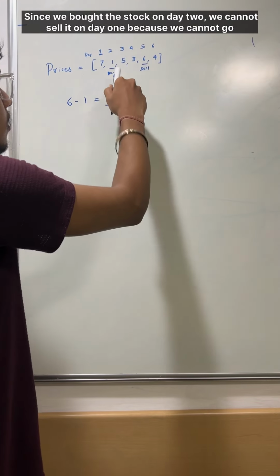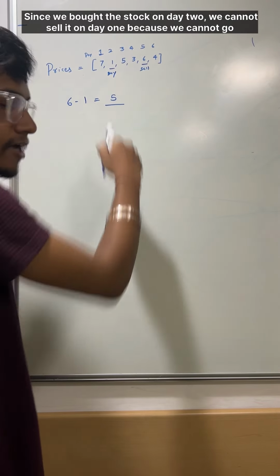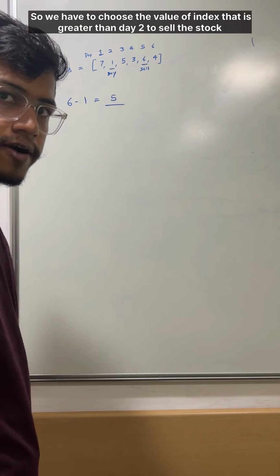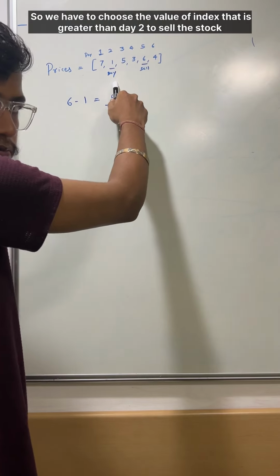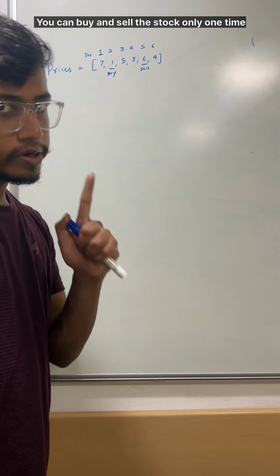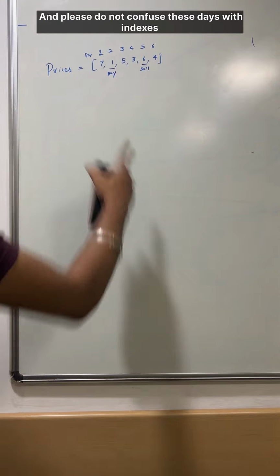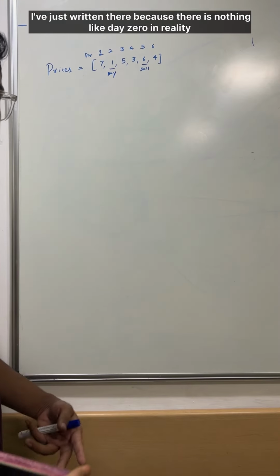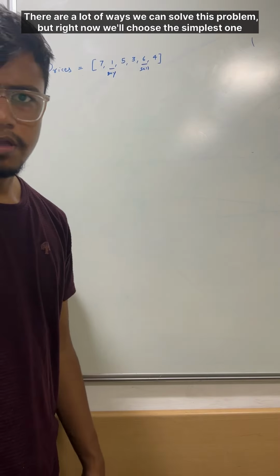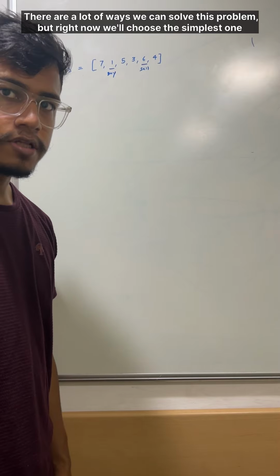Since we bought the stock on day 2, we cannot sell it on day 1 because we cannot go back in time. So we have to choose an index that is greater than day 2 to sell the stock. You can buy and sell the stock only one time. And please do not confuse these days with indexes. I've just written them there because there is nothing like day 0 in reality. There are a lot of ways we can solve this problem, but right now we'll choose the simplest one.